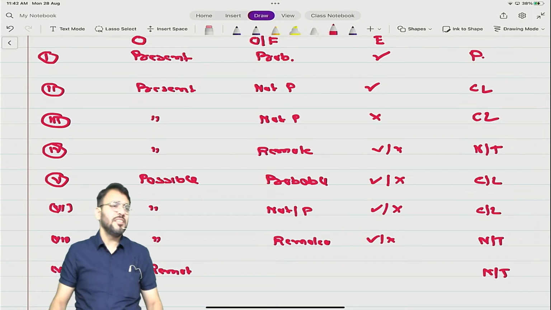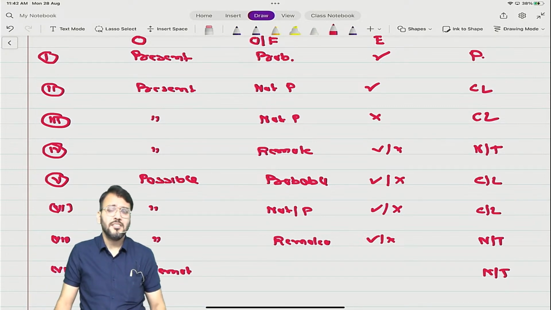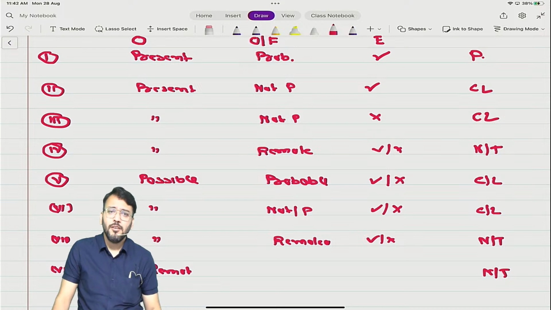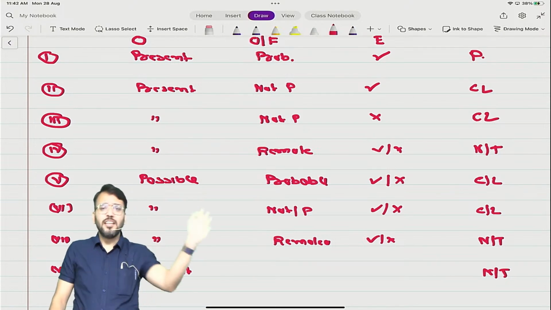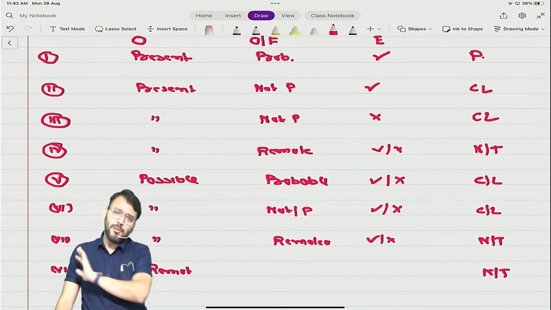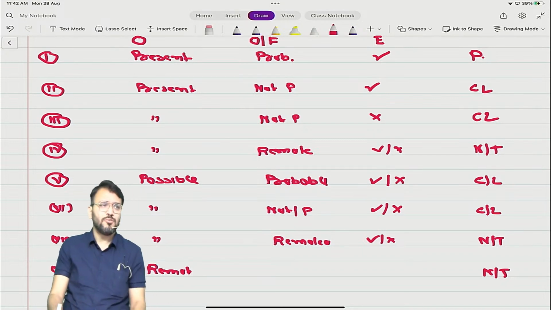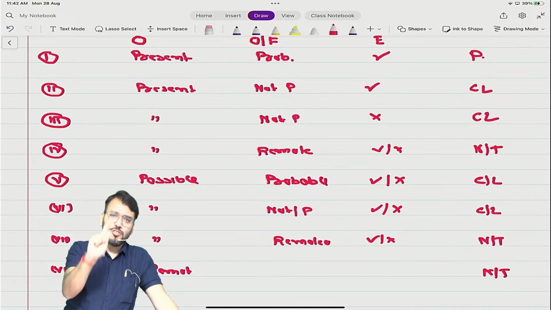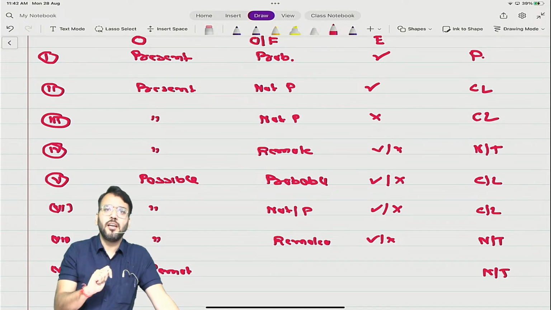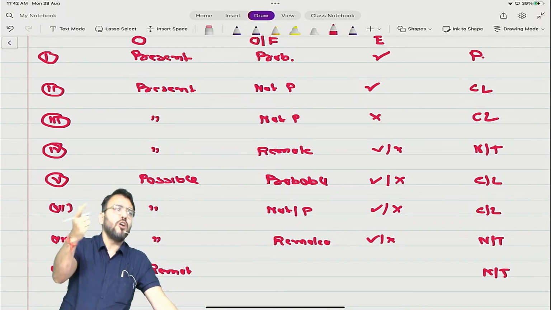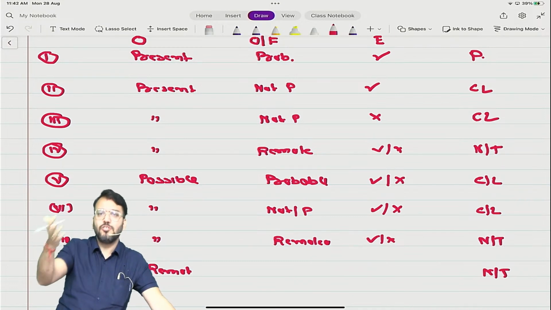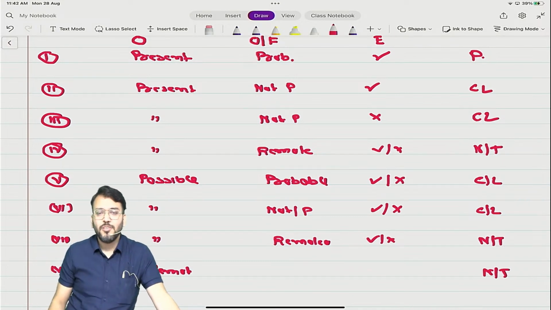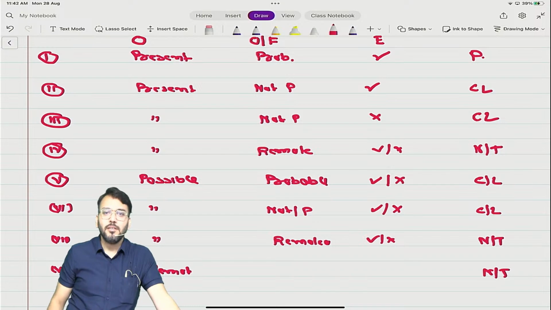This is the entire summary. Whatever case study they give, whatever question they give, if you think in this way, you can solve all questions. First condition: possible obligation or present obligation, decide. Then outflow is probable, not probable, or remote. And the last is what? Estimation can be made or cannot be made.